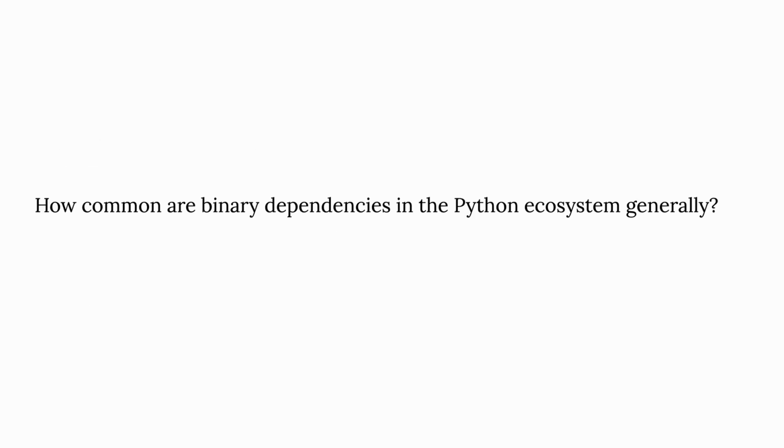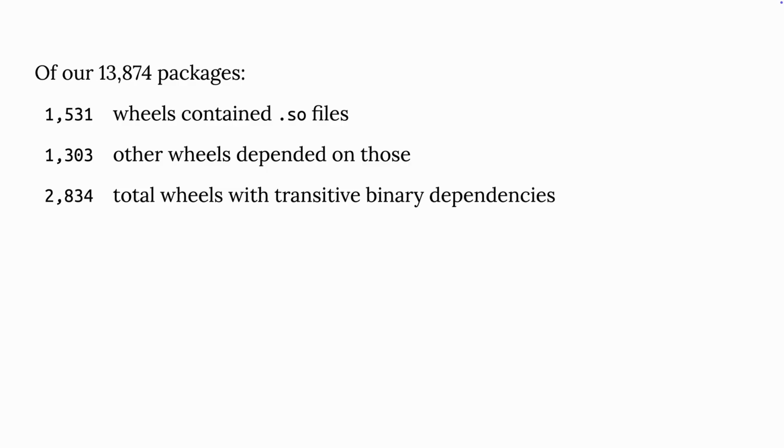And so I wanted to come up with a number of how common binary dependencies are in the Python ecosystem generally. It's going to be a very inaccurate number, but let's give it a try. So we have 13,000 odd packages. We have 1,531 wheels that contain the SO files. We have 1,303 other wheels that depend on those first wheels, right? So that gives us 2,834 wheels.